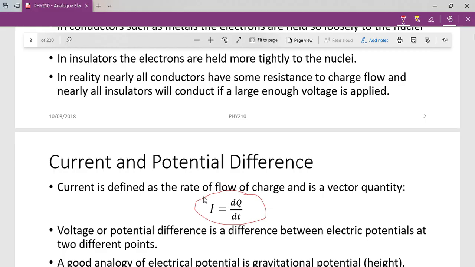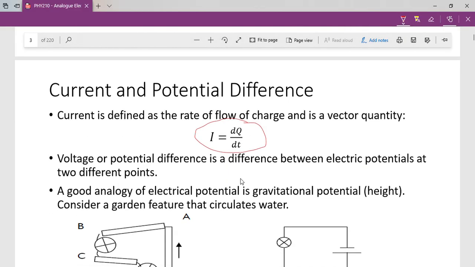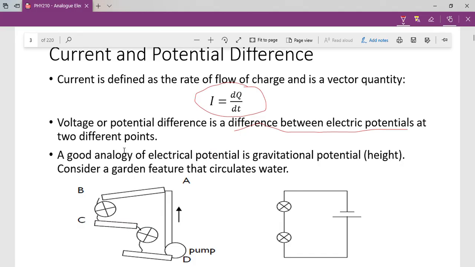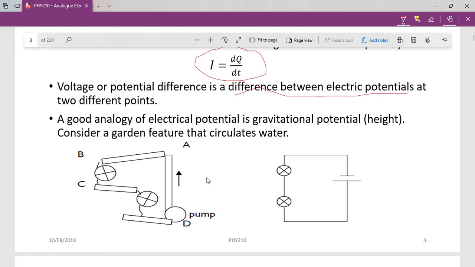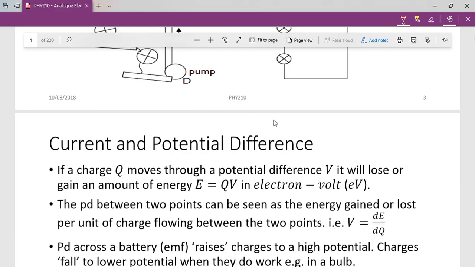Current, we know it is the rate of flow of charge and it is a vector quantity, or sometimes we say it is charge over time. Also, when we are talking about potential difference, we say it is the difference between electric potential at two different points. Let us assume this is our circuit. Now the voltage at this point is not equal to the voltage at this point, and this potential difference occurs most when the circuit is on.